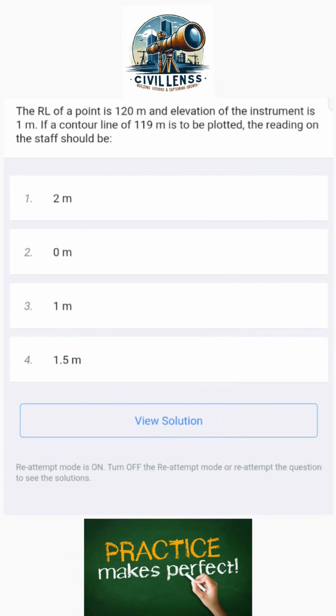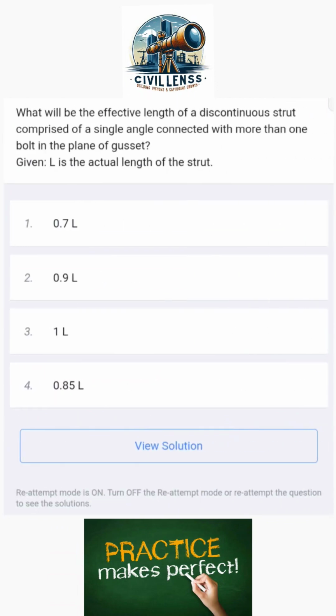The RL of a point is 120 meters and the elevation of the instrument is 1 meter. If a contour line of 119 meters is to be plotted, the reading on the staff would be: the height of the instrument is 120 plus 1, equal to 121 meters. So the RL of the contour line of 119 is 121 minus 2, we get 119, so it is 2 meter staff reading.